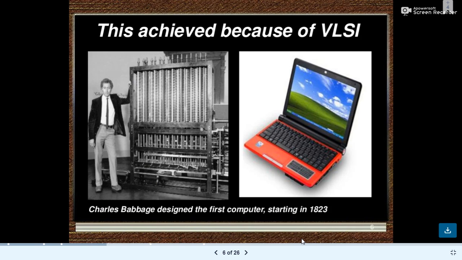So what VLSI has done is compress the technology. It has taken every hardware to the nanotechnology level, and hence the technology now is portable. It can be carried in your pockets. When you are traveling, you can carry the technology with you. The best examples are your smartphones, your laptops, your hard drives, your pen drives. So this is how the technology has developed, and this is due to VLSI, Very Large Scale Integration.